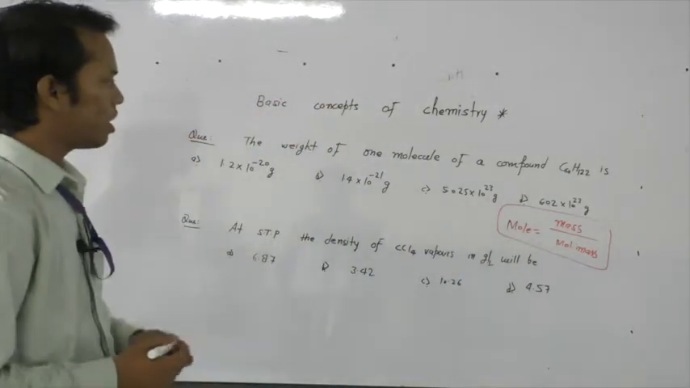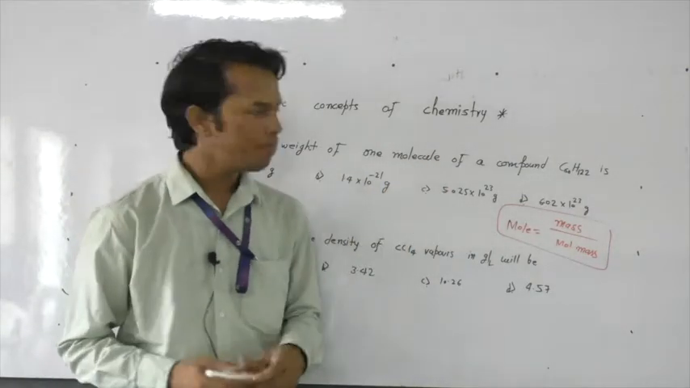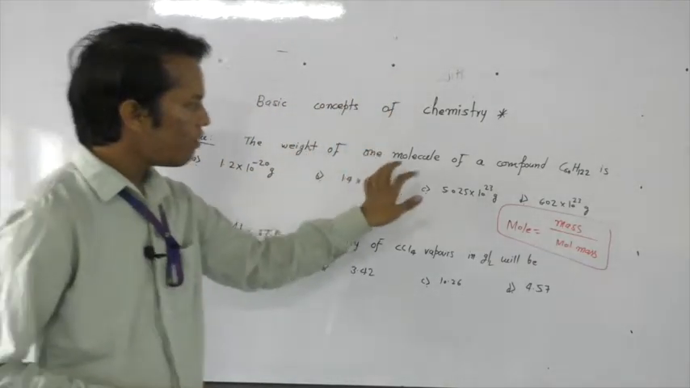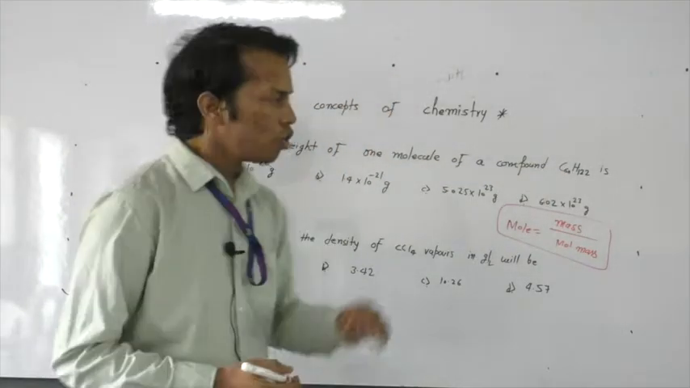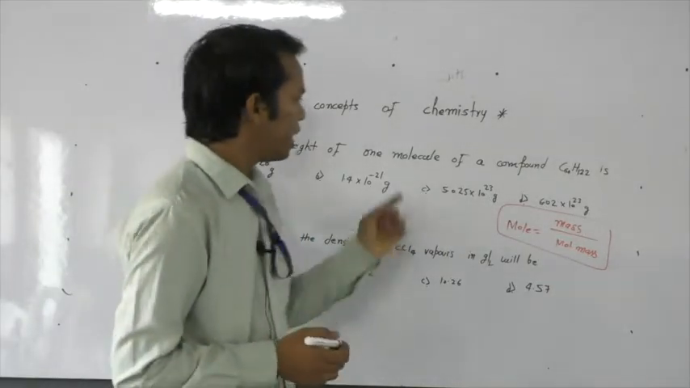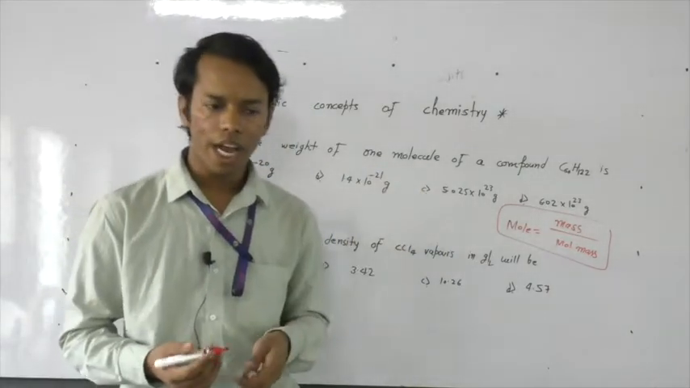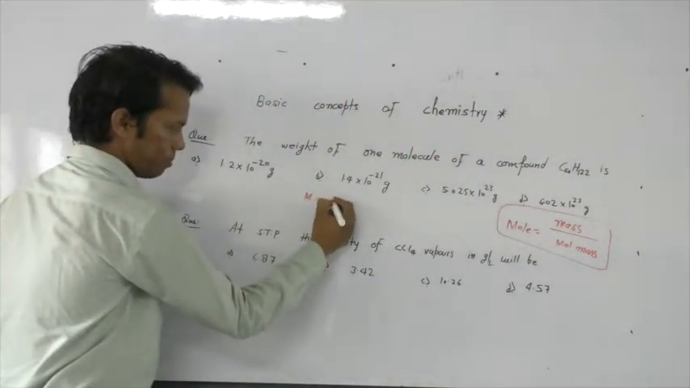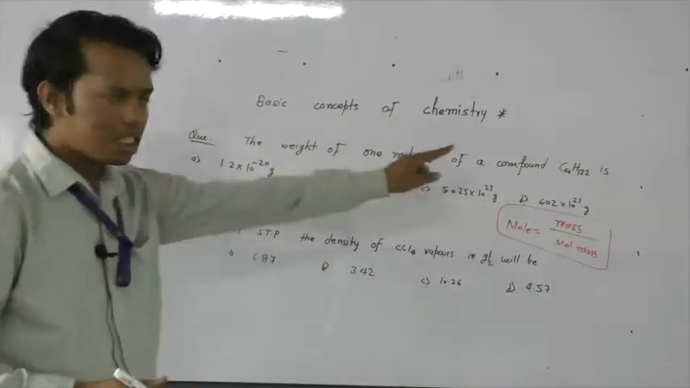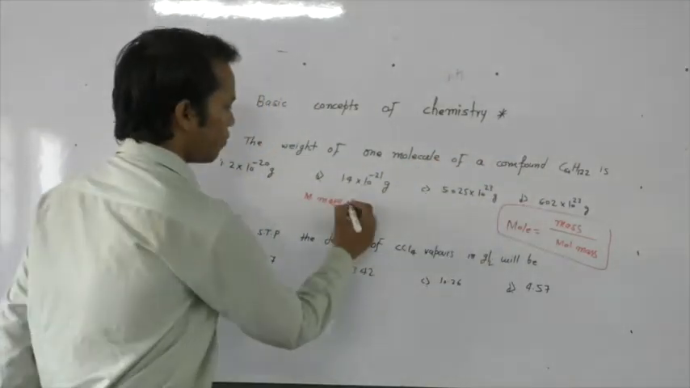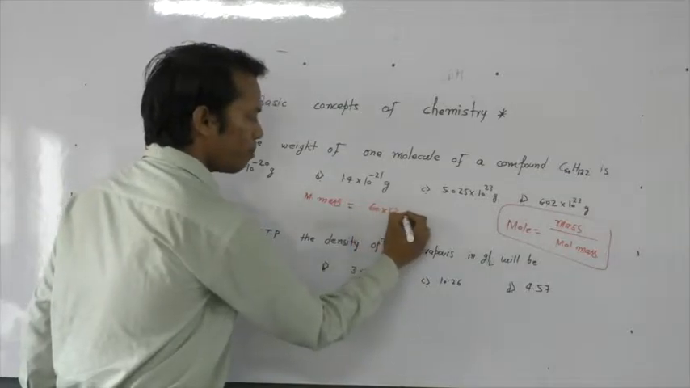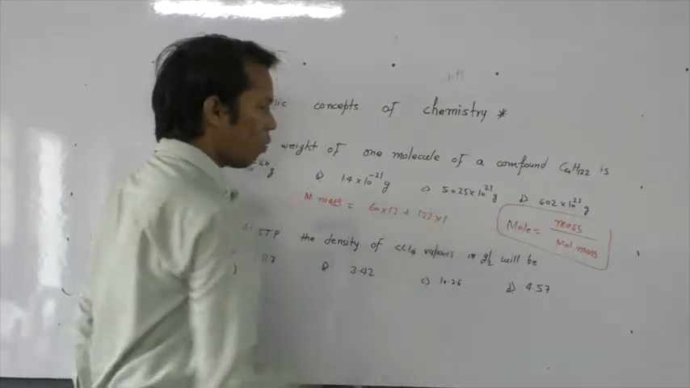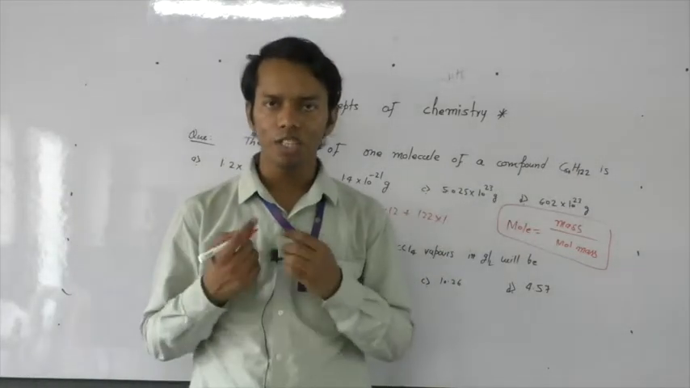So the first question is: the weight of one molecule of the compound C60H122 is. What will be the weight if you take only one molecule of this? So how will we do it? They are asking about one molecule, the mass of one molecule, and you know that is the molecular mass. So what is the molecular mass of C60H122? It will be 60 into 12 AMU, plus 122 into 1. Why 1? Because for hydrogen you know the atomic mass is 1.